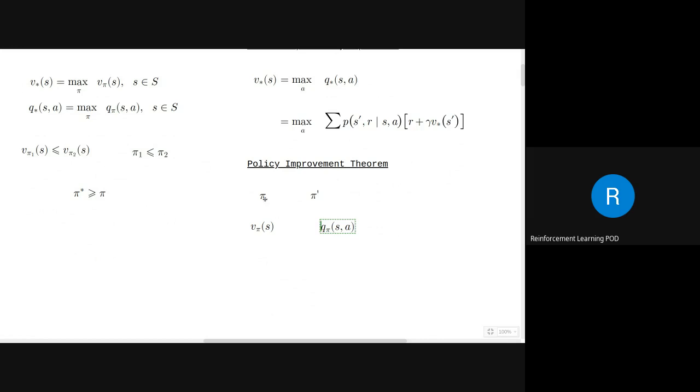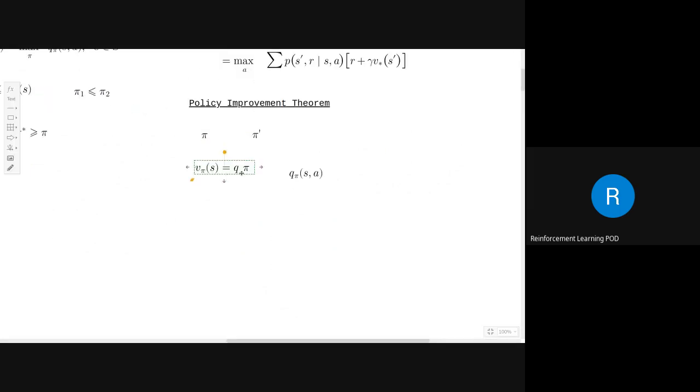assume for a moment that pi is deterministic. Meaning you can only take one action from every possible state. Of course, you could take different actions from different states, but from each you can take only one action. It's not stochastic. So can I write v pi of s as q pi of s comma something in that case? Let me come back to this.